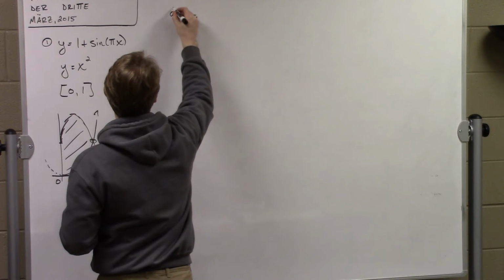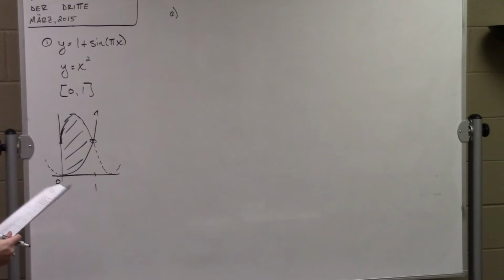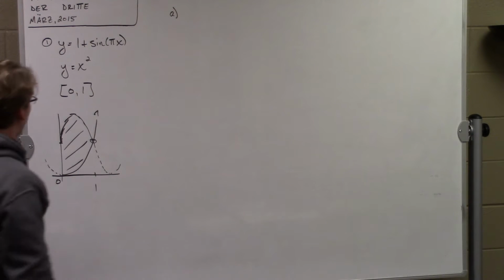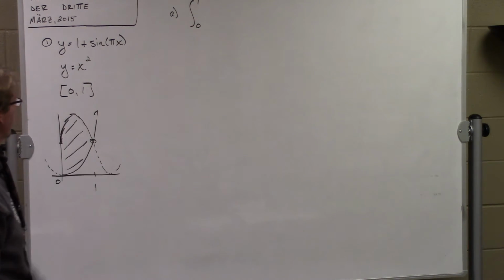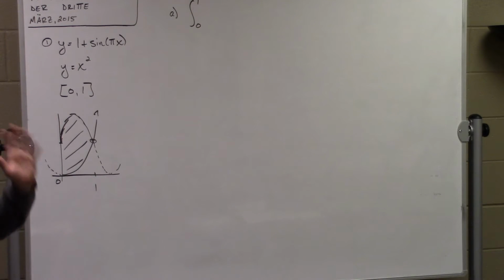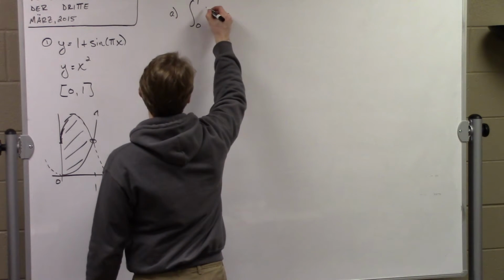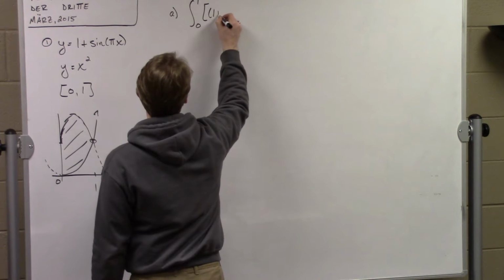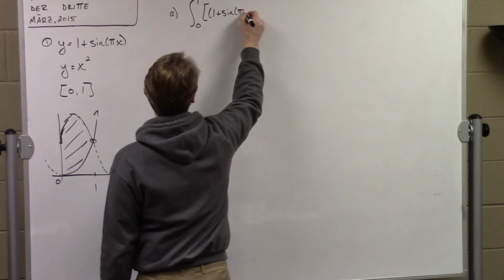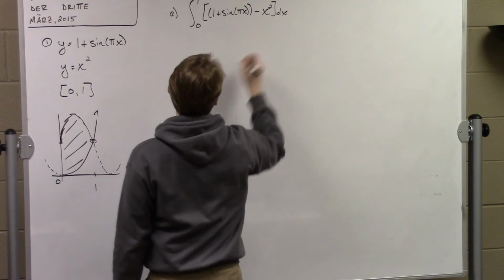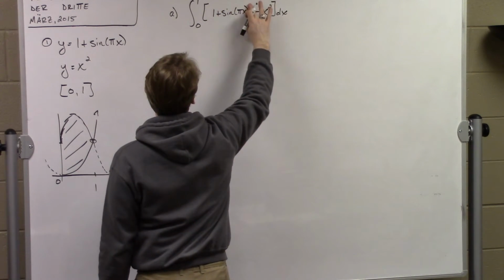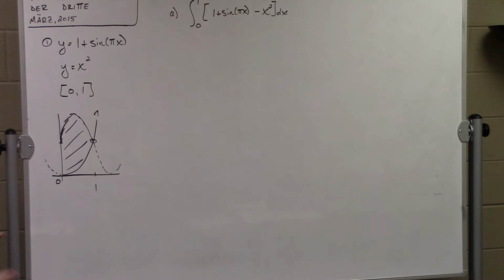A, find the area of R. I thought this was one of the easier ones, but man, did y'all butcher the antiderivative on this one. All right, area. Antiderivative from point A to point B, which in this case is 0 to 1. Top function, which is our sine, minus bottom function, which is our x squared. So we're going to have the sine function, 1 plus sine of pi x, minus bottom function, which is x squared. I really don't think we need that set of parentheses, but it can't hurt. All right, let's rock and roll.